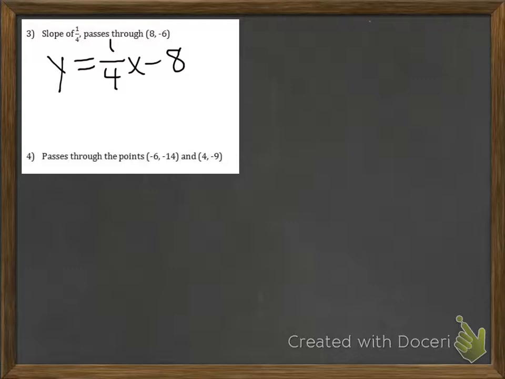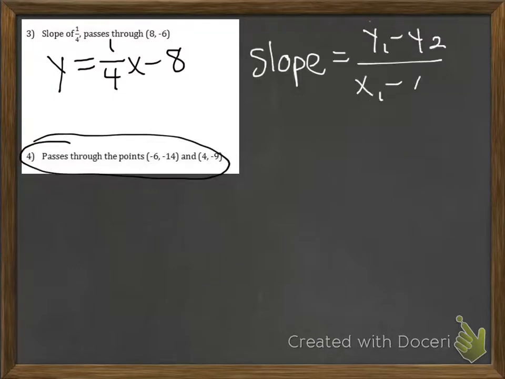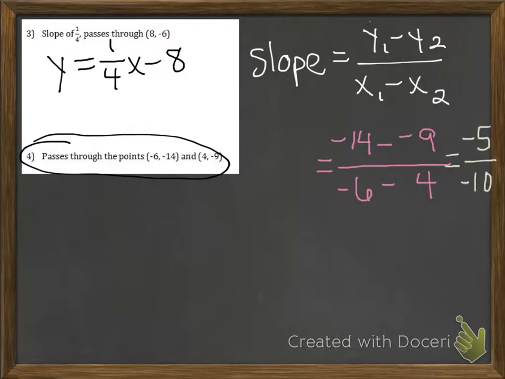With number 4, they don't give us the slope, so we need to calculate that first. We'll use the 2 points that they gave us. On the top of the fraction, we have to subtract the y values. On the bottom of the fraction, we have to subtract the x values. That results in -5 over -10, and if we simplify that, then it becomes positive 1/2. So that number is our slope.